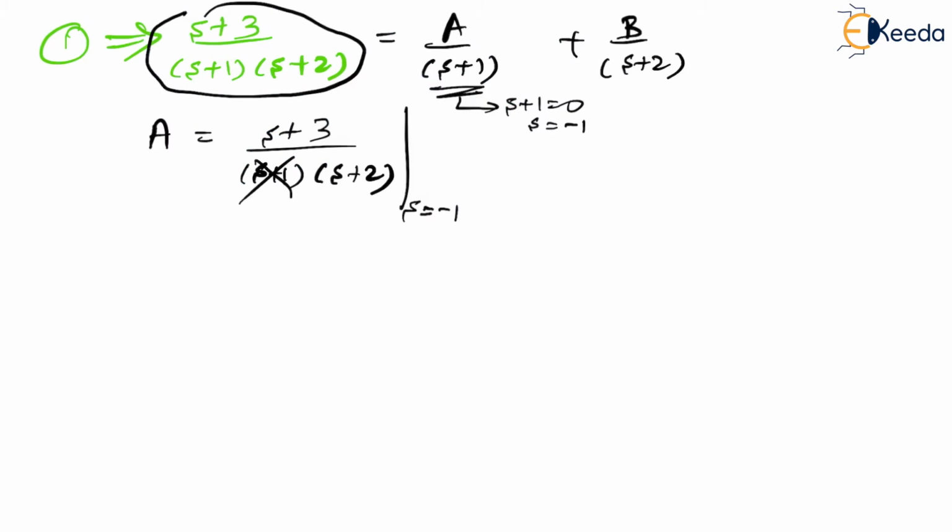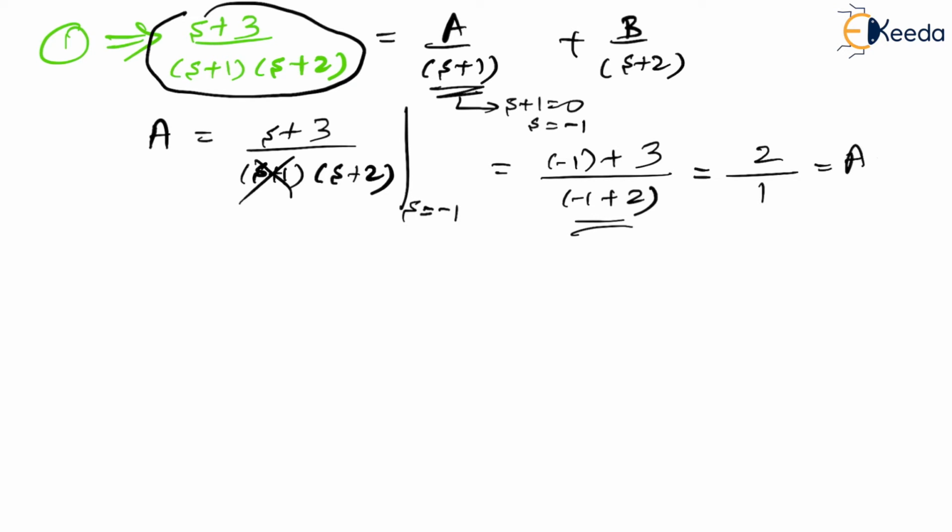So if you replace here, in place of s, if you put minus 1, you get minus 1 plus 3 upon minus 1 plus 2. Is that correct? Yes. So it is equal to, minus 1 plus 3 is 2 divided by minus 1 plus 2 is 1. So it becomes 2. So you can find a is equal to 2.